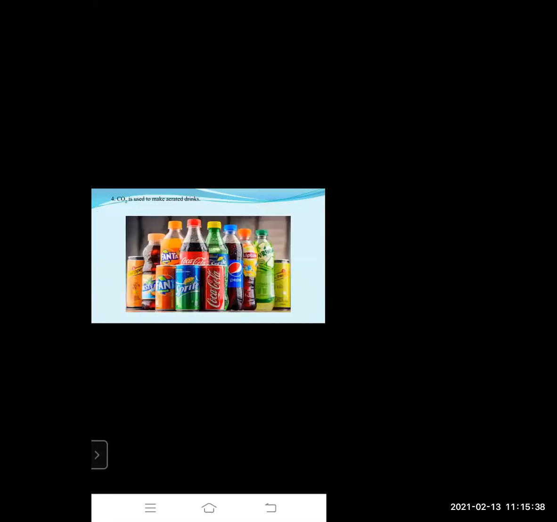Fine. Now, CO2 is used to make aerated drinks. Can you tell me what you mean by aerated drinks? Soft drinks. What type of soft drinks? Like Sprite. What is present in there? You have CO2. What can you see over there?